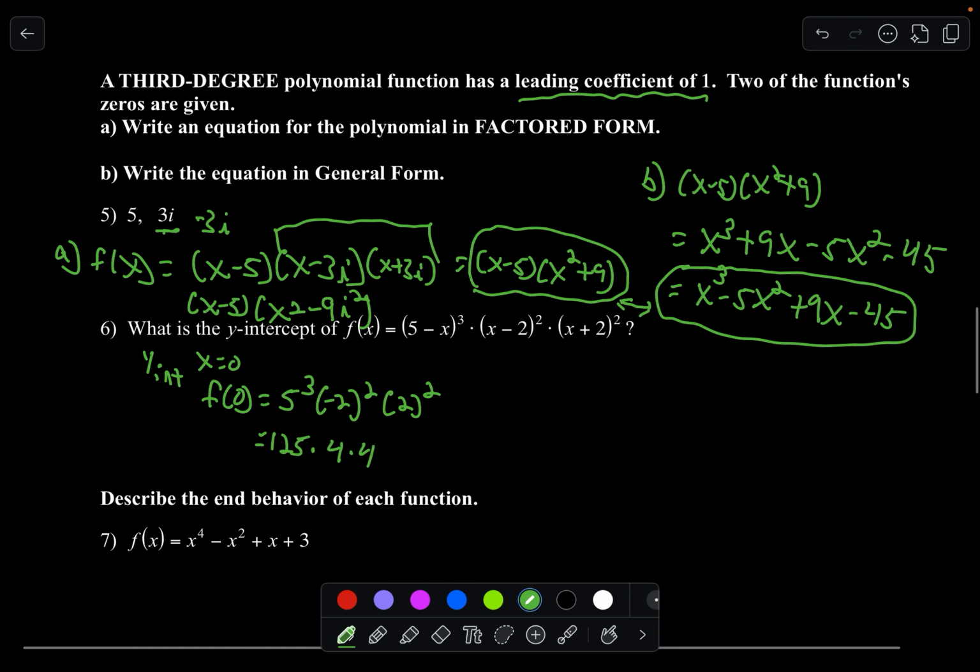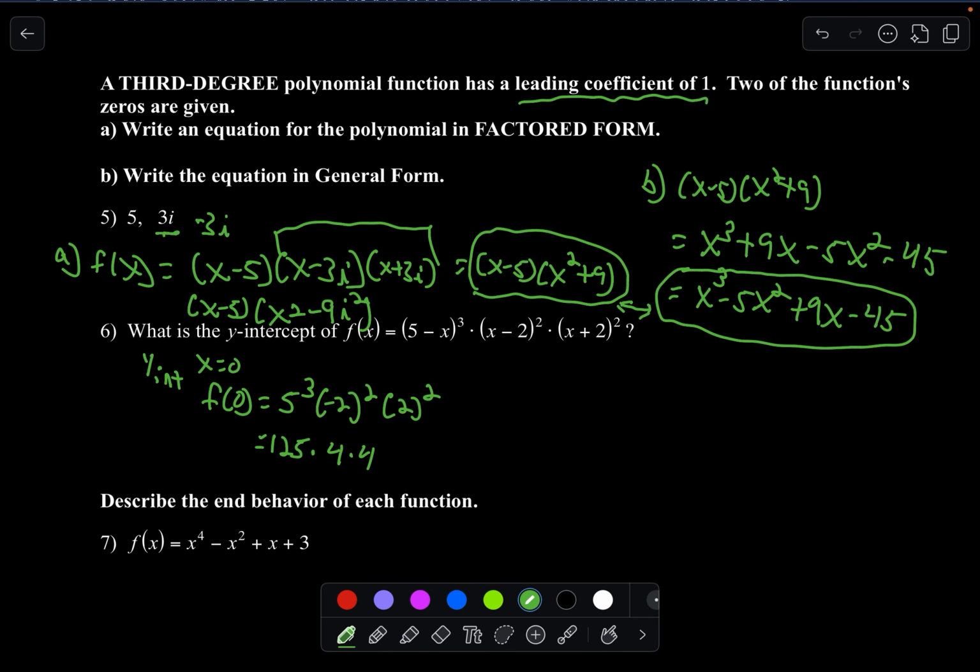125 times 4 is 500, right? Because 4 times 100 is 400, 4 times 25 is 100, that's 500. Times 4, which is 2,000. Okay? So the y-intercept is at 0, 2,000. Again, all you had to do was plug 0 in for x to find the y-intercept.